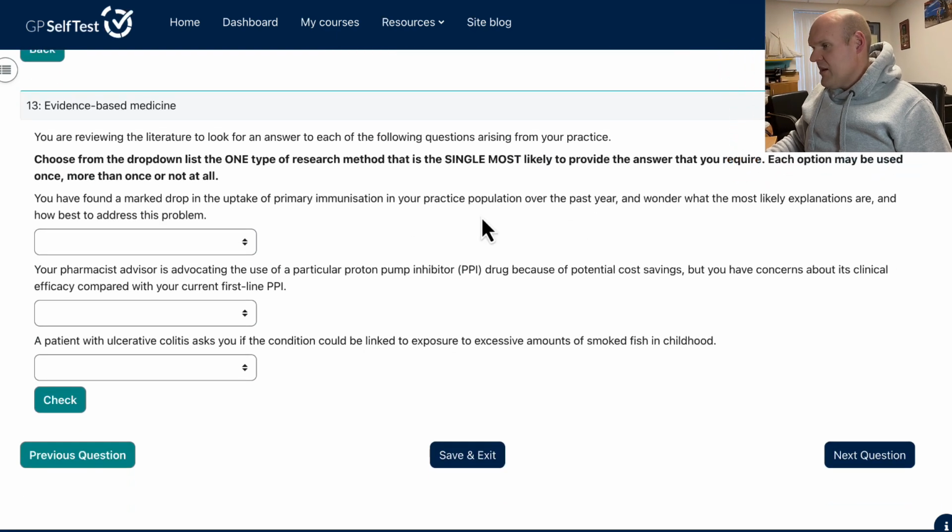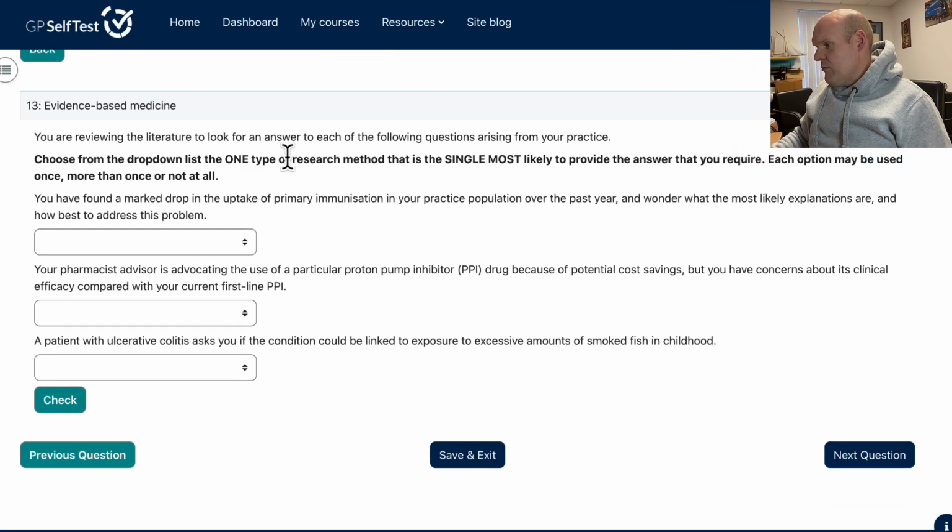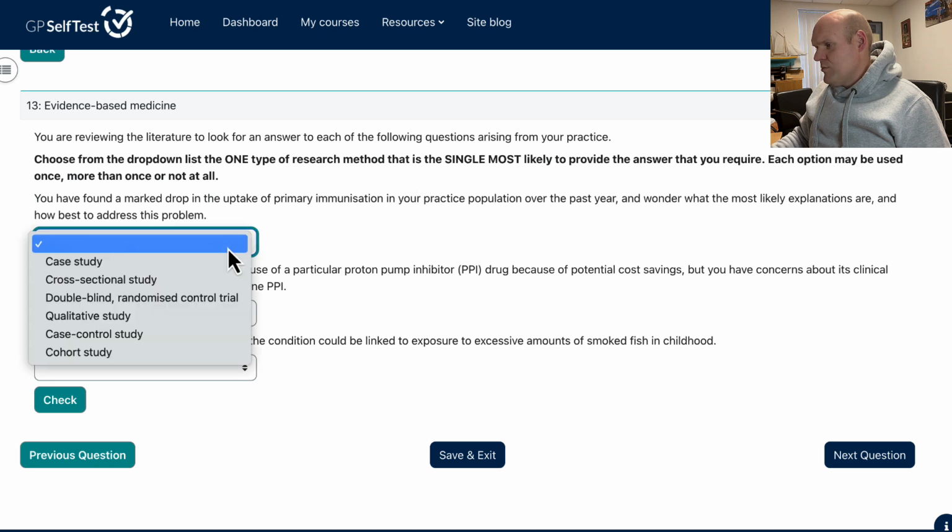Right, come on, we're nearly there, Dave. Choose from the drop-down list one of the research methods that is the single most likely to prove the answer that you require. Each option may be used once, more than once, or not at all. That's nice. So, you found a marked drop in uptake of primary immunisation in your practice population over the last year and wonder what the most likely explanations are and how best to address these problems.